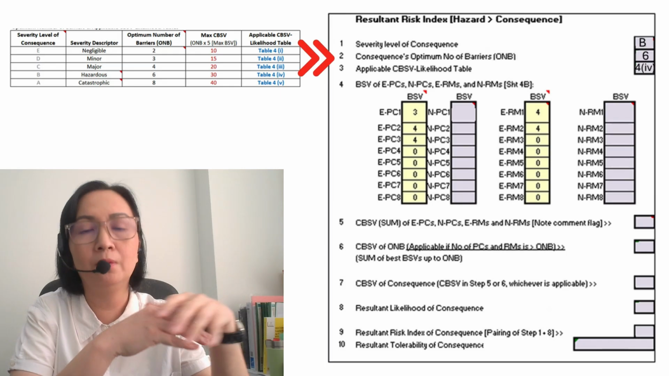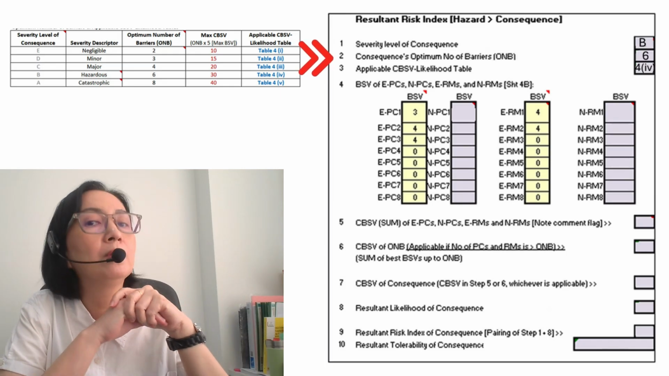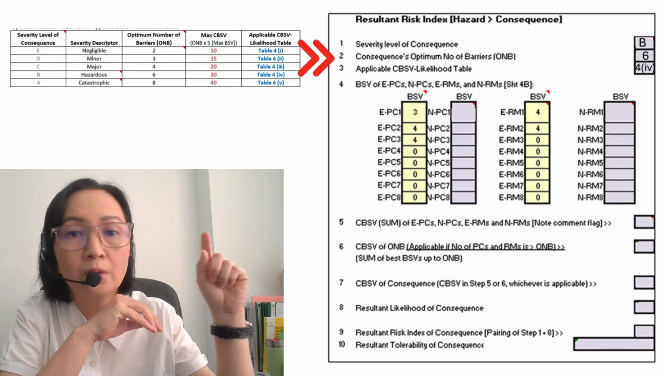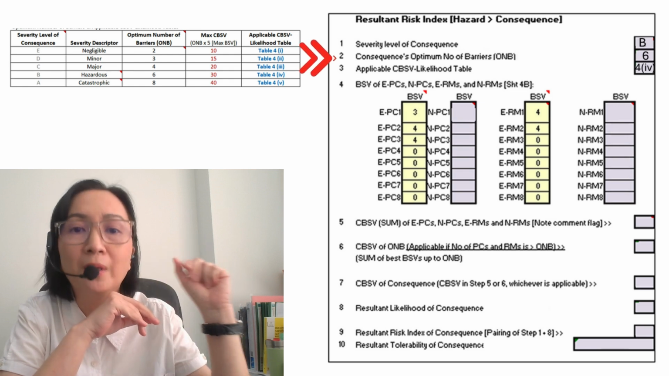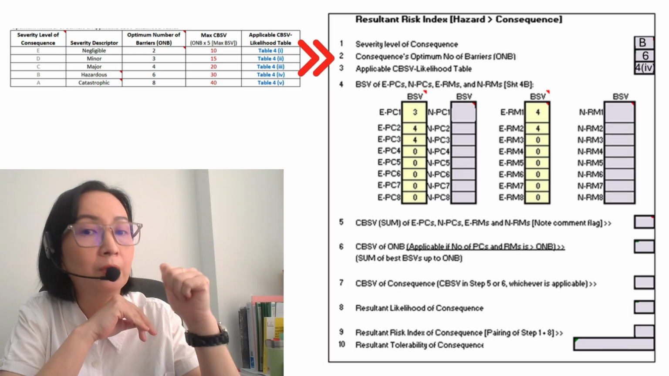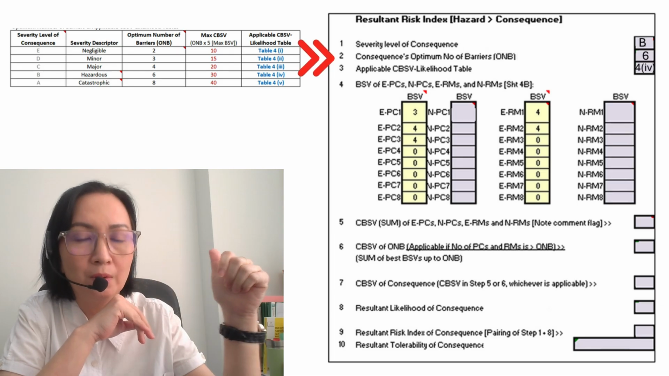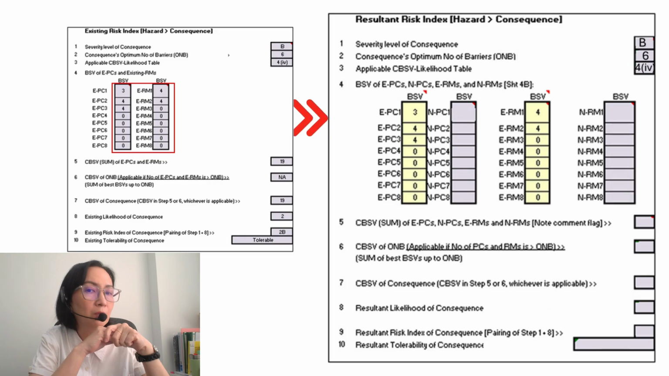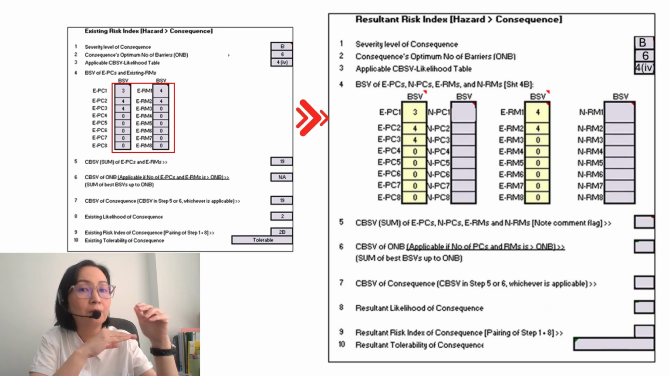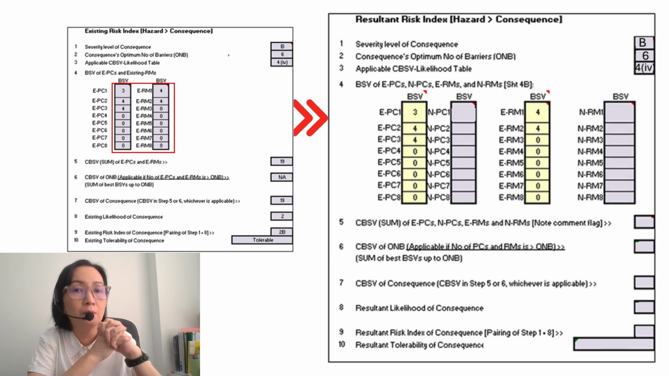Steps 1, 2, and 3. These steps reflect the following values. Step 1, resultant severity equals B. Step 2, optimum number of barriers, ONB, equals 6. Step 3, use likelihood correlation table for IV, applicable for severity B. Step 4, assigning BSV. We now transfer the BSV, barrier strength value, of the existing preventive controls, EPC, and existing recovery measures, ERM, into the new table. Then assess the BSV for the new preventive controls, NPC, and new recovery measures, NRM, using the same method described in step 4 of part 2.